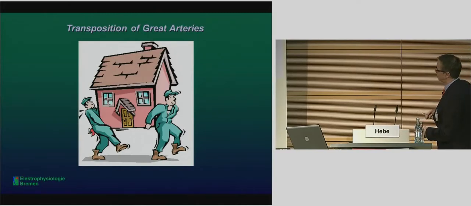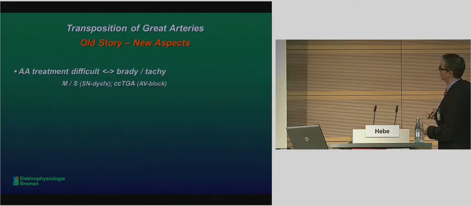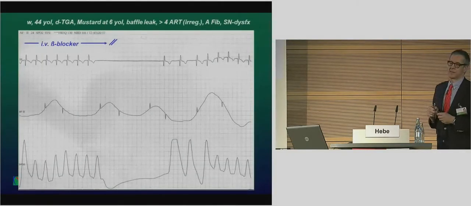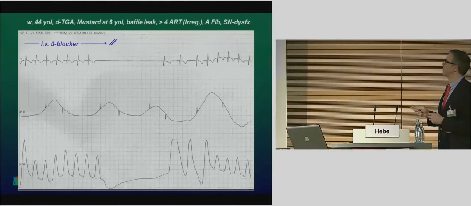So the take-home messages of this talk. Antiarrhythmic treatment, meaning medical antiarrhythmic treatment, is difficult because we are very often seeing a simultaneous existence of bradycardia problems and tachycardia problems. If you think of Mustard and Senning patients with sinus node dysfunction, or CCTGA patients with respect to AV block, whenever you try to treat them with conventional medication, this is one example.